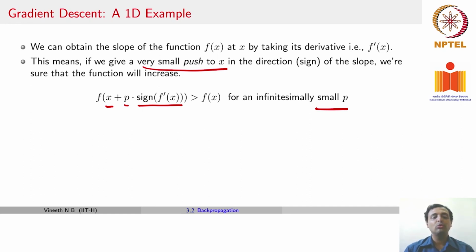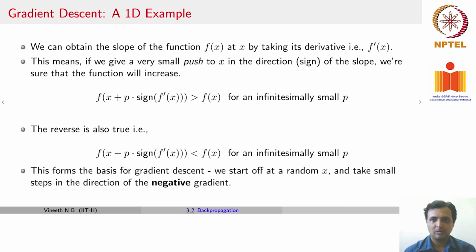So that's going to give you a function value which will be greater than f of x. You could now ask me the question, what if the sign itself was negative? Would f of x plus p times the sign of f prime of x be greater than f of x? Of course, yes, right?